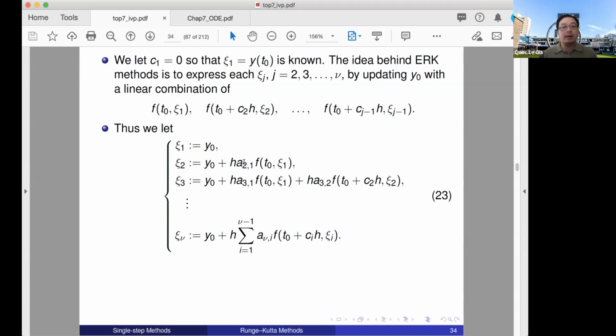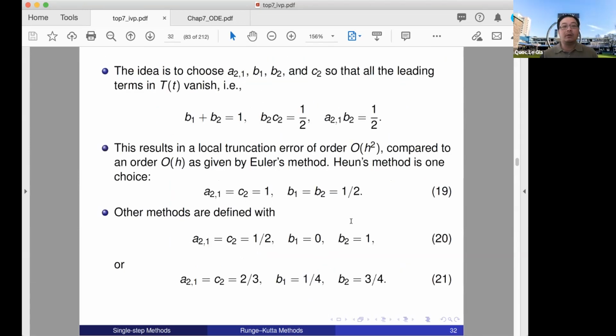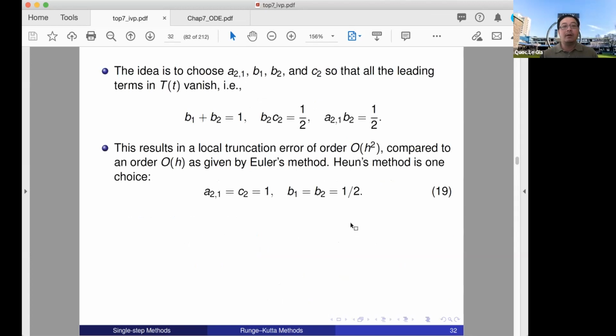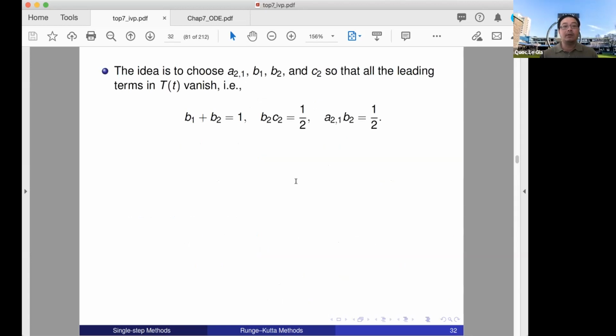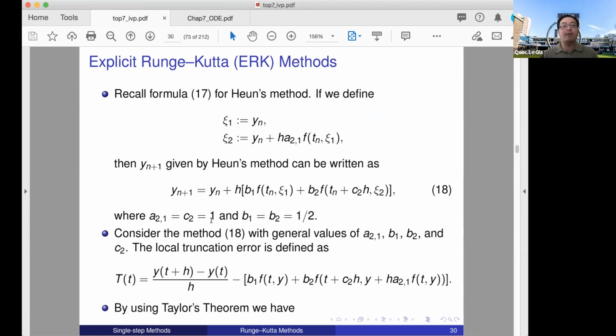And so where do the coefficients A21, A31, A32, and so on come from? Or C1, C2 up to C nu, where do they come from? Well, remember, they come from solving nonlinear equations that make the local truncation errors of order O(h to some power). Before, we had a Runge-Kutta method of order 2, of this form, and you make the local truncation error go down to the order O(h squared).